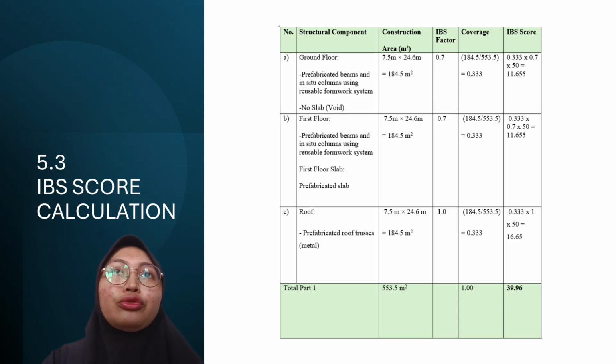The first floor is the same with prefabricated beams, in situ column and prefabricated slab, also giving 11.655 points. For the roof, I use fully prefabricated metal trusses which have an IBS factor of 1. The calculation is 0.33 times 1 times 50, which gives 16.65 points. Adding this together, part 1 equals 39.96 points.